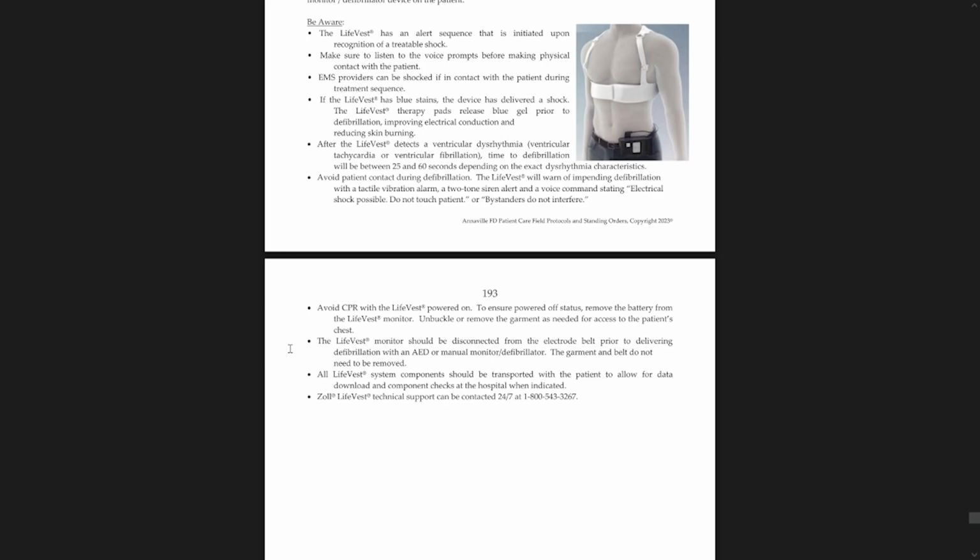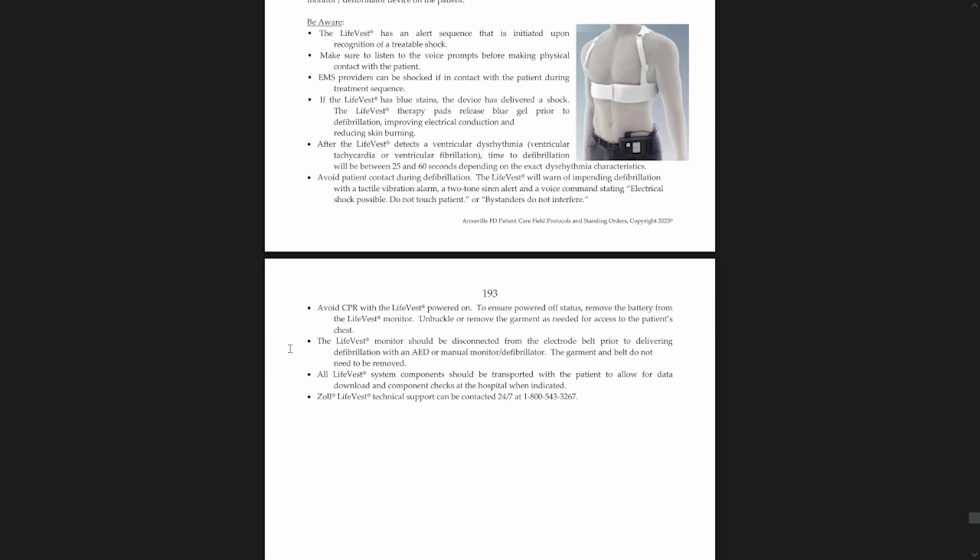The Life Vest will warn of impending defibrillation with a tactile vibration alarm and a 2-tone siren alert and a voice command stating, "Electrical shock possible. Do not touch the patient," or "Bystanders do not interfere." Avoid CPR with the Life Vest powered on. To ensure powered off status, remove the battery from a Life Vest monitor. Unbuckle or remove the garment as needed for access to the patient's chest.